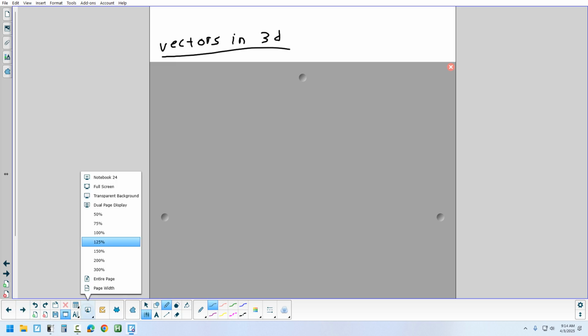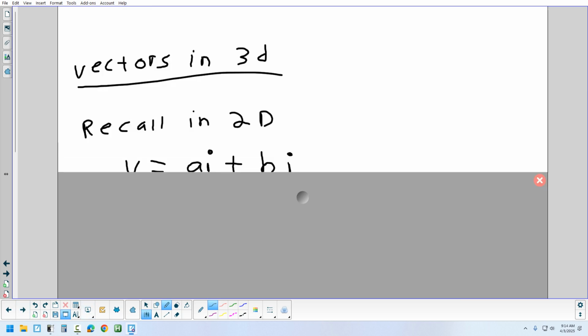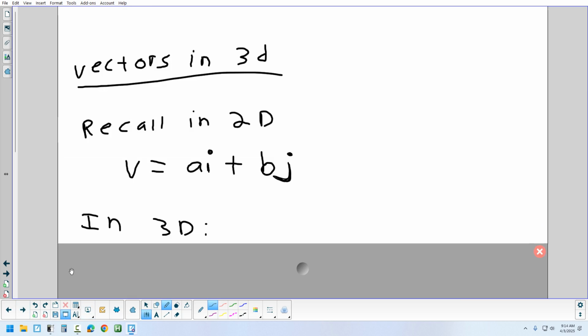All right, now let's look at some vectors in 3D. So when we write a vector in unit vector notation, that's unit vector notation in 2D: A times the unit vector I plus B times the unit vector J. I've already said it a couple times, but we're going to need one more unit vector. And what's going to be the name of the third unit vector? Yeah? I think it was K.